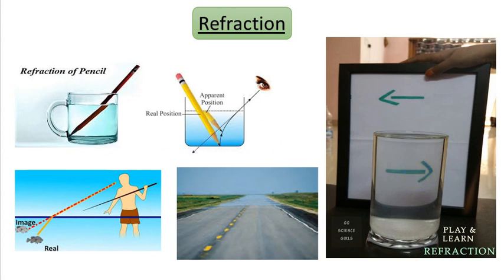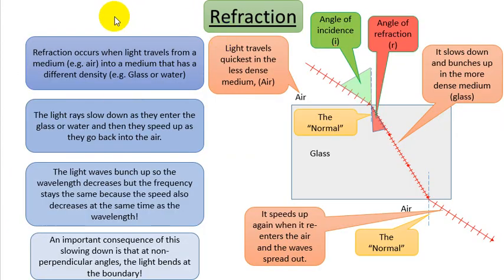Okay, let's move on. Refraction, guys, is the bending of light when it moves from one medium to another medium. Refraction occurs when light travels from one medium into another, for example from air into water. The light slows down when it enters a more dense medium. For example, air is less dense than glass. So this incident light is bent when it enters the glass. Why? Because it slows down.